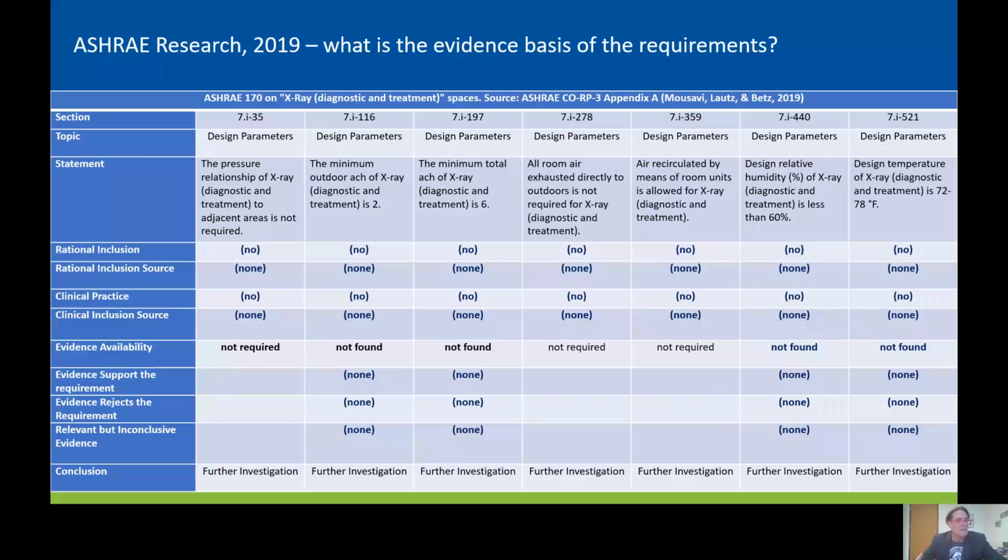And for each one, they said, can this be justified based on rational inclusion? In this case, no. Can it be justified based on a clinical practice or a clinical need? In this case, no. Is there any available evidence to support the requirement? And in this case, no. So for imaging rooms, there's no rational, clinical, or evidence basis for any of the requirements. The reason that we use them today, or up until a year ago, is mostly because we've been using them since before I was born. My opinion, that's not a super good basis for an engineering standard.